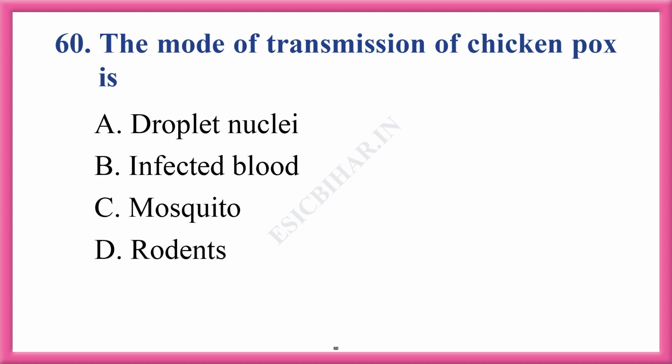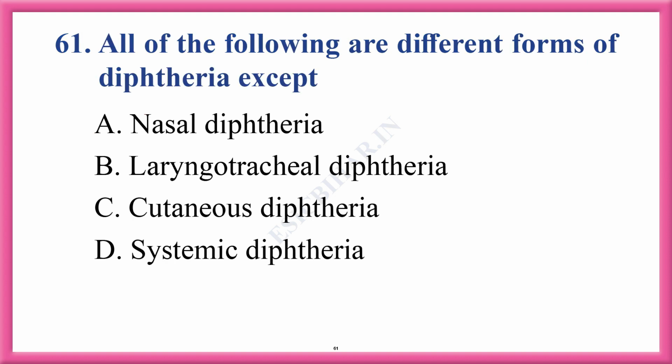Question 60. The mode of transmission of chickenpox is A. Droplet nuclei. B. Infected blood. C. Mosquito. D. Rodents. And the answer is A. Droplet nuclei.